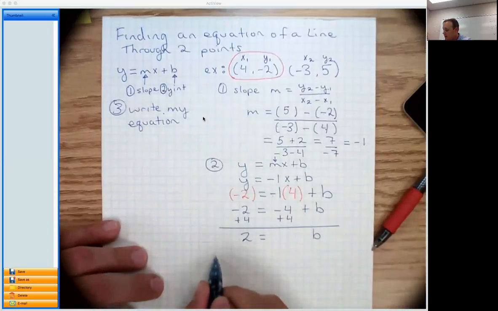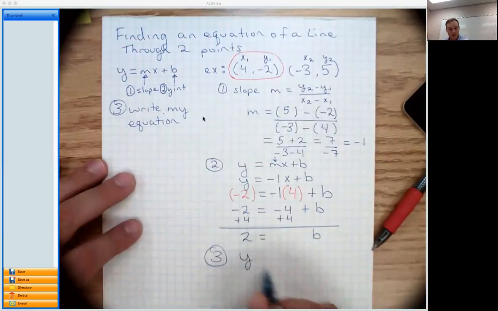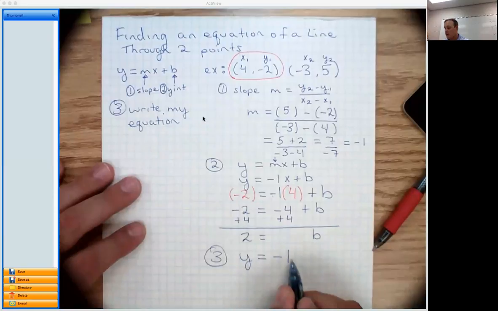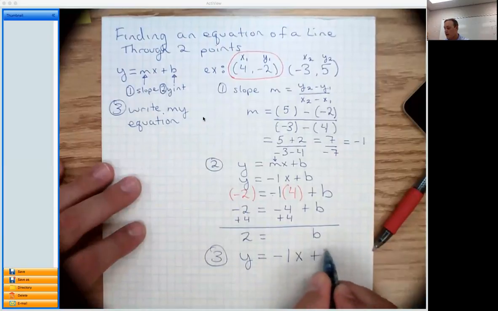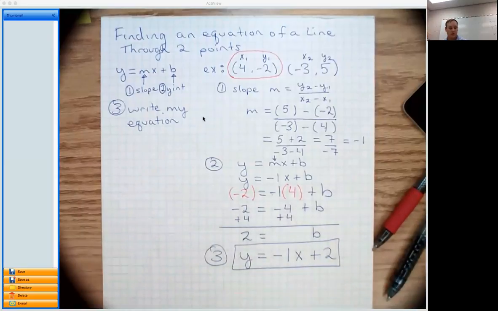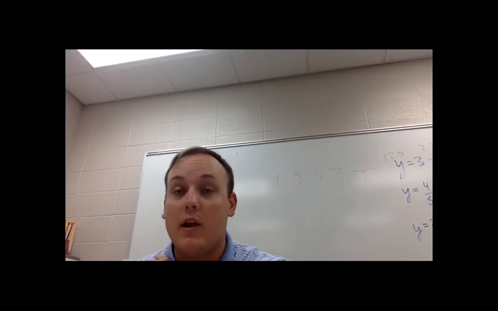So right here, what do I write? What's the slope? Negative 1 x plus 2. And there, I have done it. All right, and that, my friends, is how you find an equation of a line through 2 points.